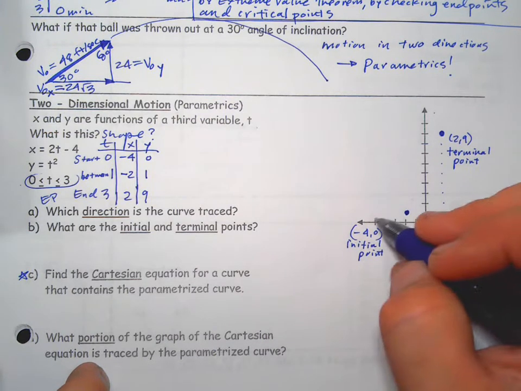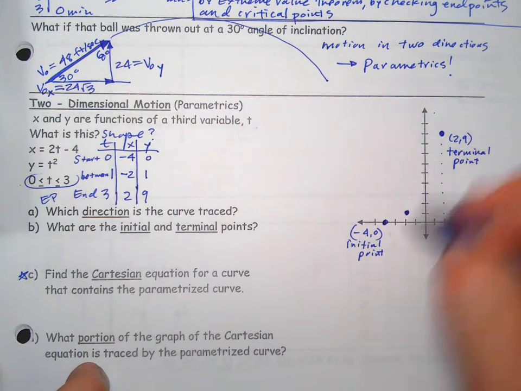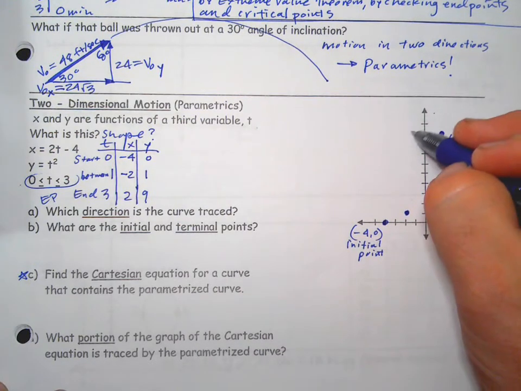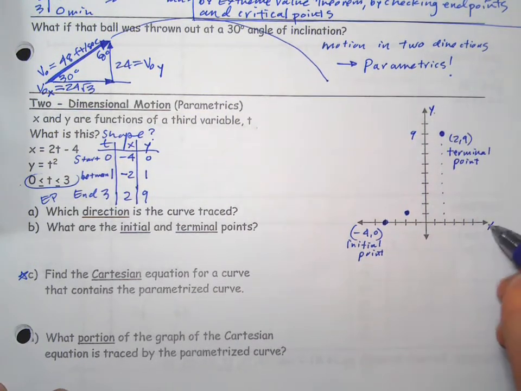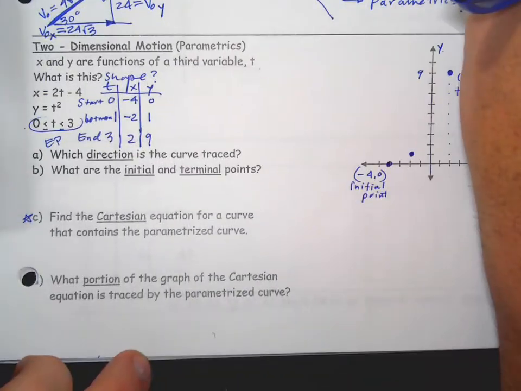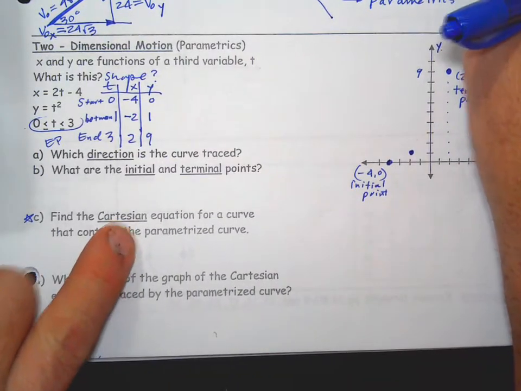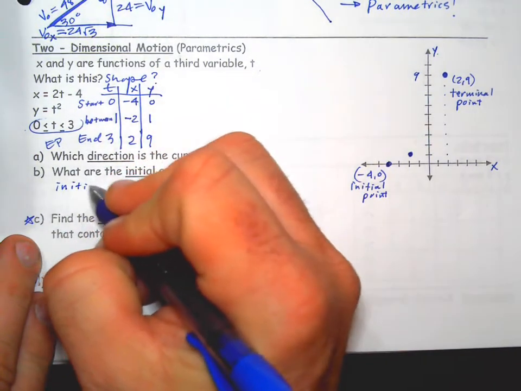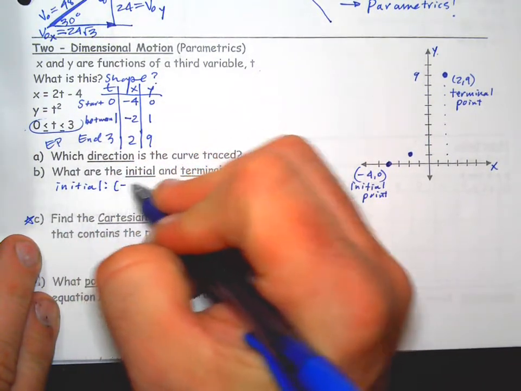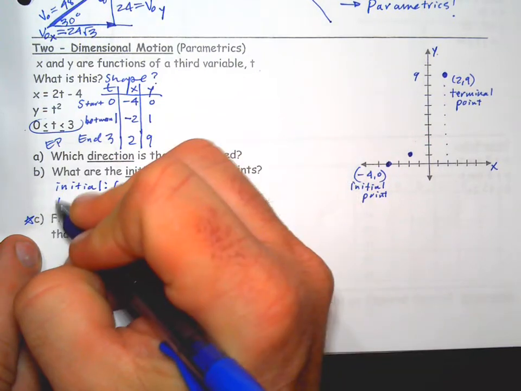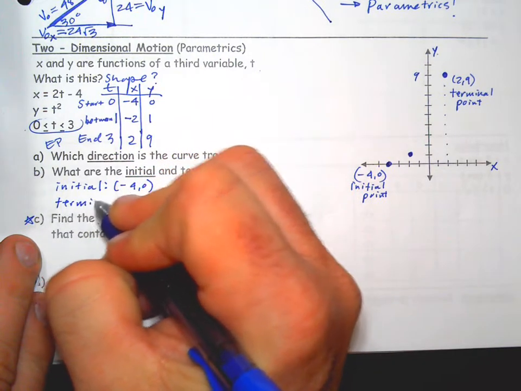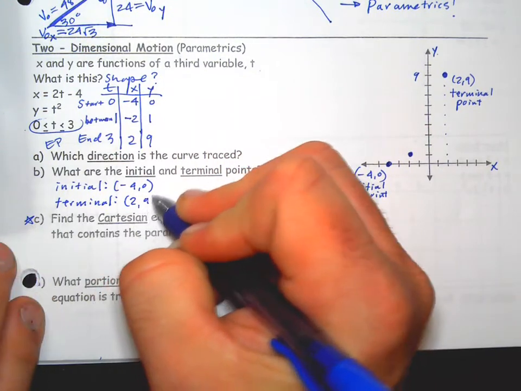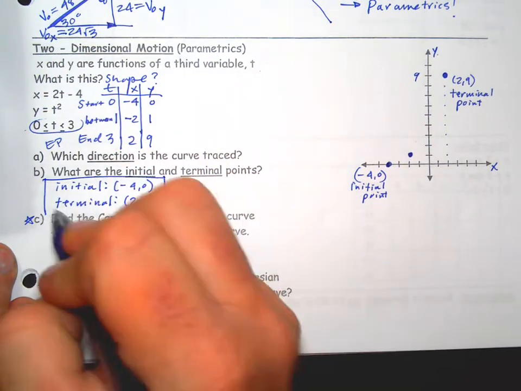Now you might see, okay, there's kind of like a curve here, maybe, but it's going to be easier to identify that if we find the Cartesian equation right from the beginning. So we already found the initial and terminal points. That's pretty easy to do without knowing the shape of it. So the initial point is (-4, 0), and the terminal point is (2, 9).